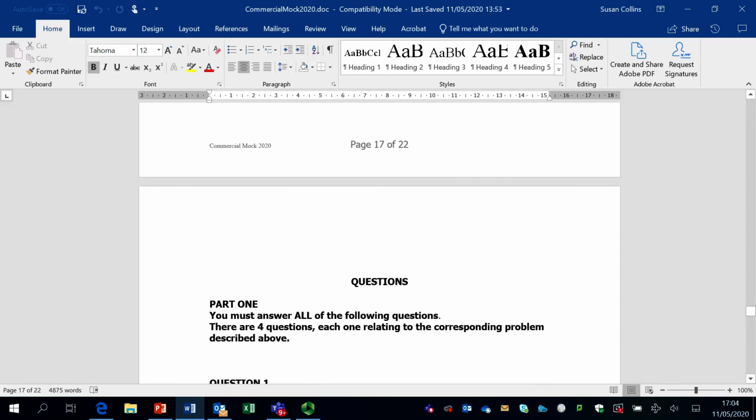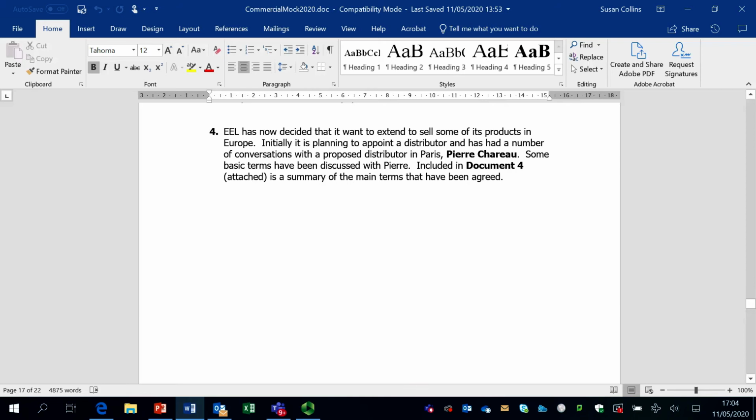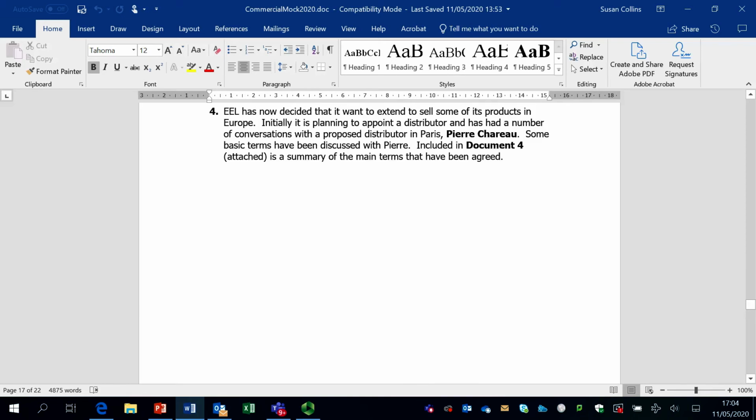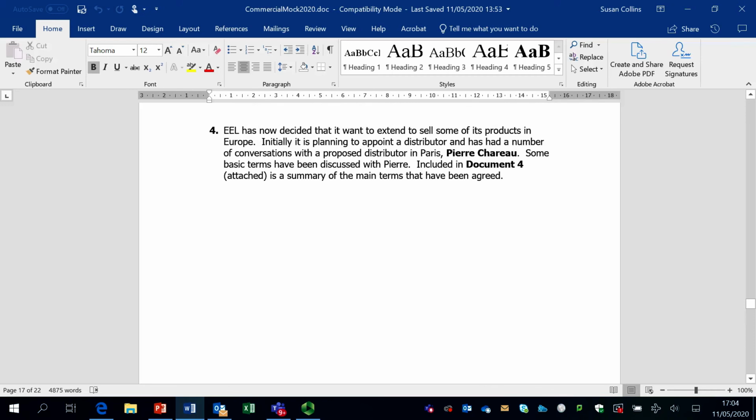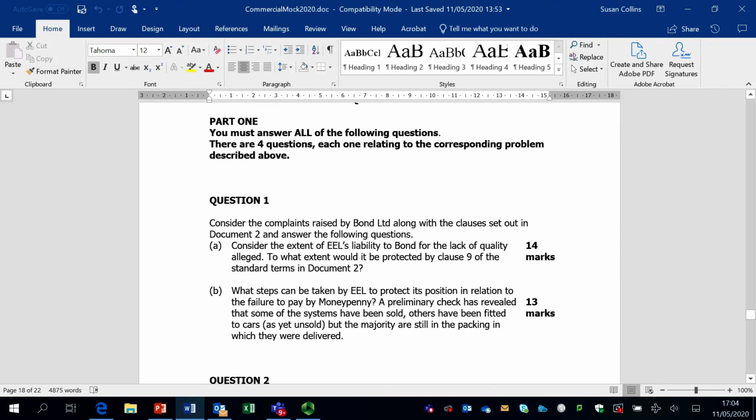And those are later on in the paper. You'll see they're actually very brief. As mentioned before, it's not a big document. The main long document was in the advance. The document here, document 4, is quite a short document, just with the terms of the proposed distribution agreement. All right, so having looked at that, let's move on to the question paper, the actual questions.